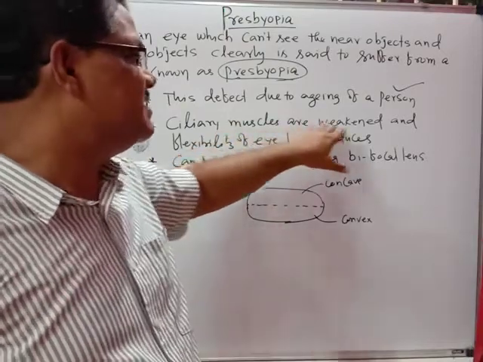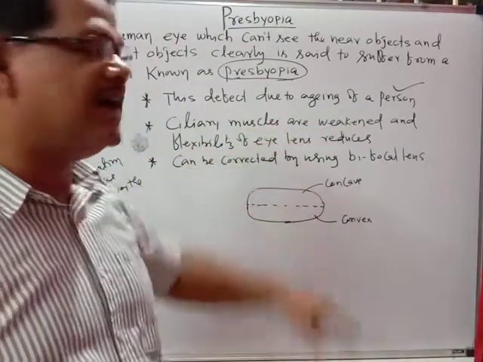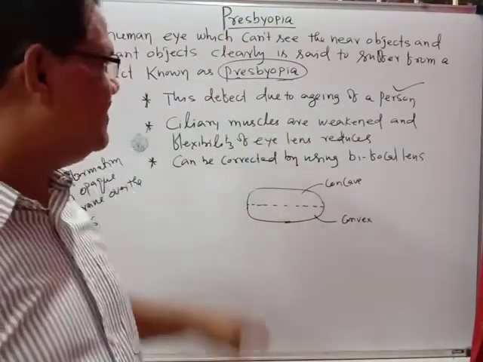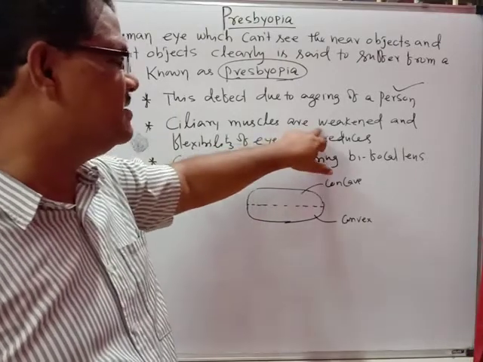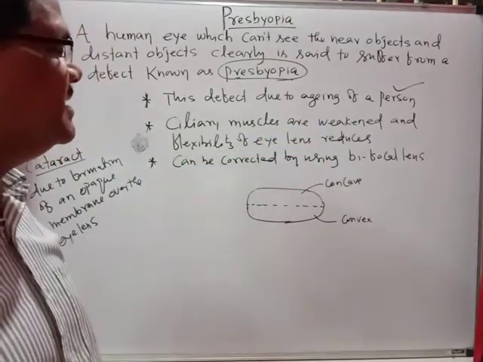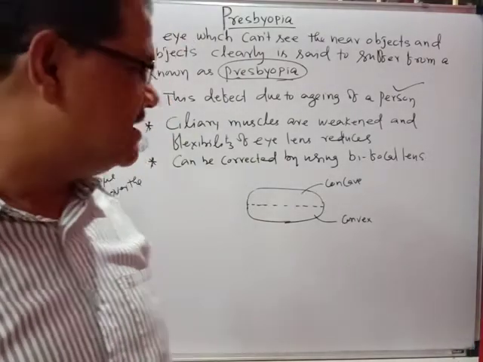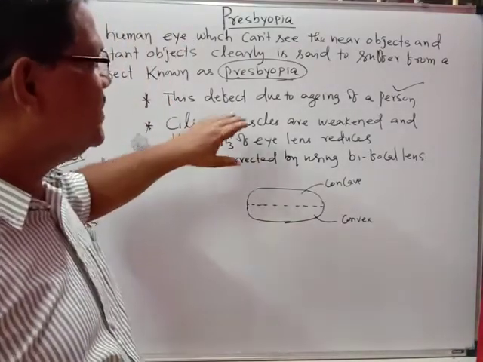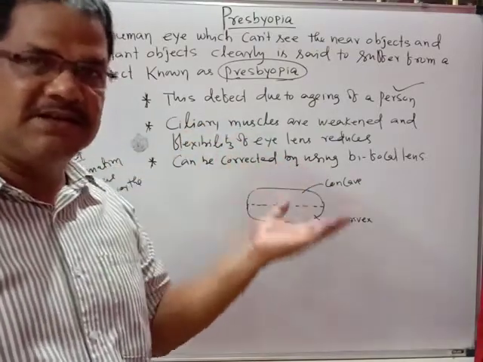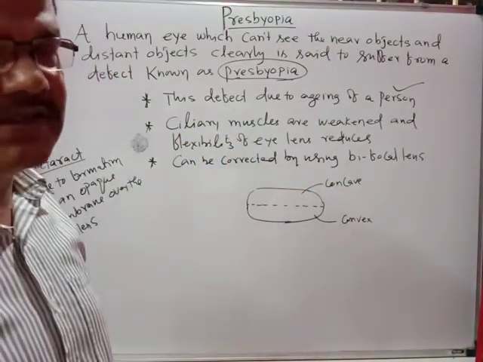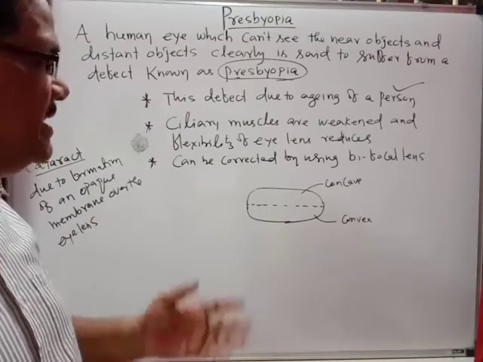So the ciliary muscles are weakened, and the flexibility of the eye lens also reduces. Due to that reason, the proper accommodation doesn't take place. As the proper accommodation doesn't take place, the person cannot see the distant objects or the near objects clearly. And this can be corrected.